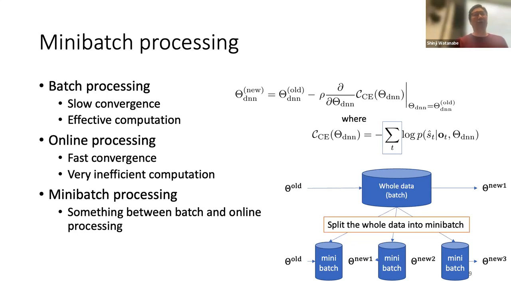And mini batch processing does something in between. Let's say we have 10,000 samples of data. We divide the data into mini batches of 1,000, so that within each mini batch we have good parallelization efficiency, and across the mini batches we update the parameters, so we can get faster convergence than batch processing. So mini batch processing is very important to get reasonable performance from neural networks. However, the size of the mini batch is very, very important.